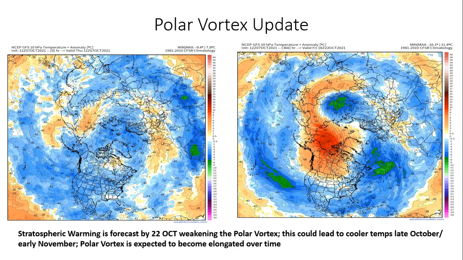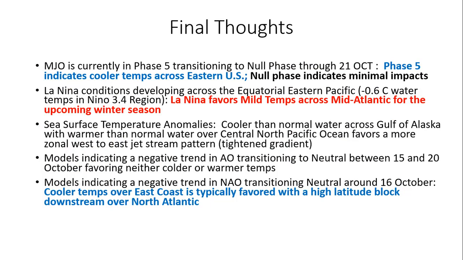So this is something, again, a wild card factor. I talked about it in my winter forecast video for the upcoming winter season. All right, so here are the final thoughts on today's teleconnections discussion. The MJO is currently in phase 5 and is transitioning to the null phase through the 21st of October. Phase 5 would typically indicate cooler temperatures across the eastern U.S., just throwing that out there. Null phase is generally going to indicate minimal impact. So we do expect the MJO really to not be as impactful for the temperatures across the United States.